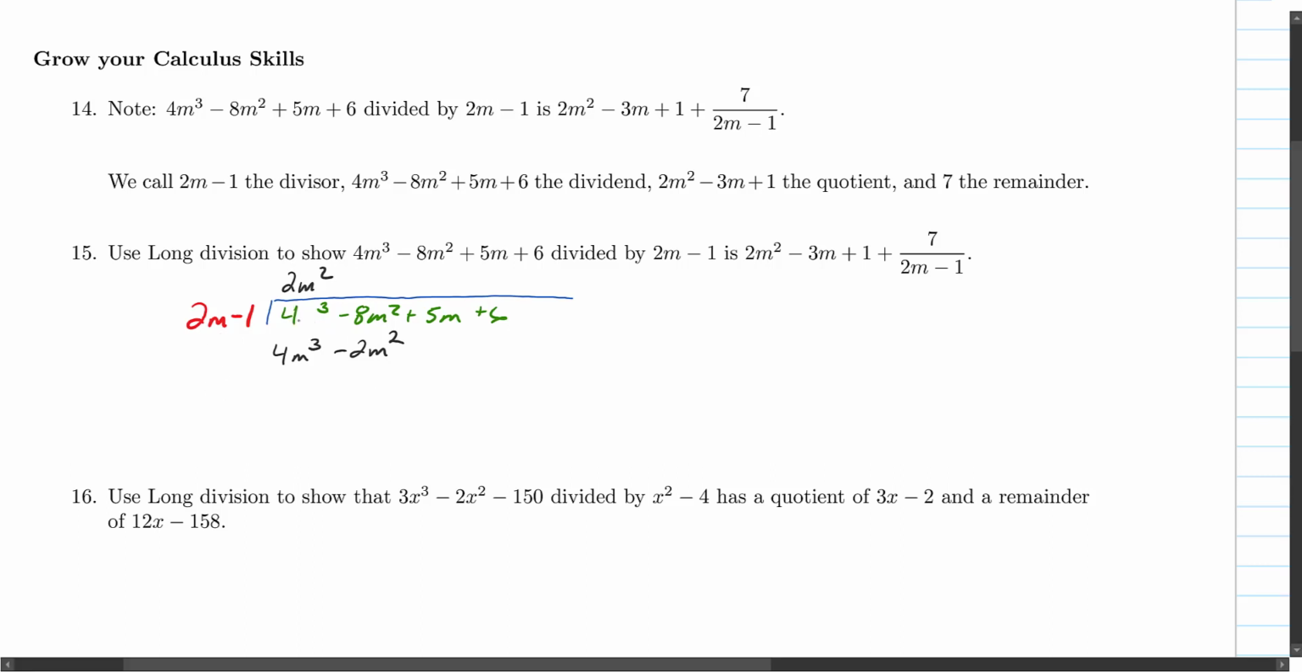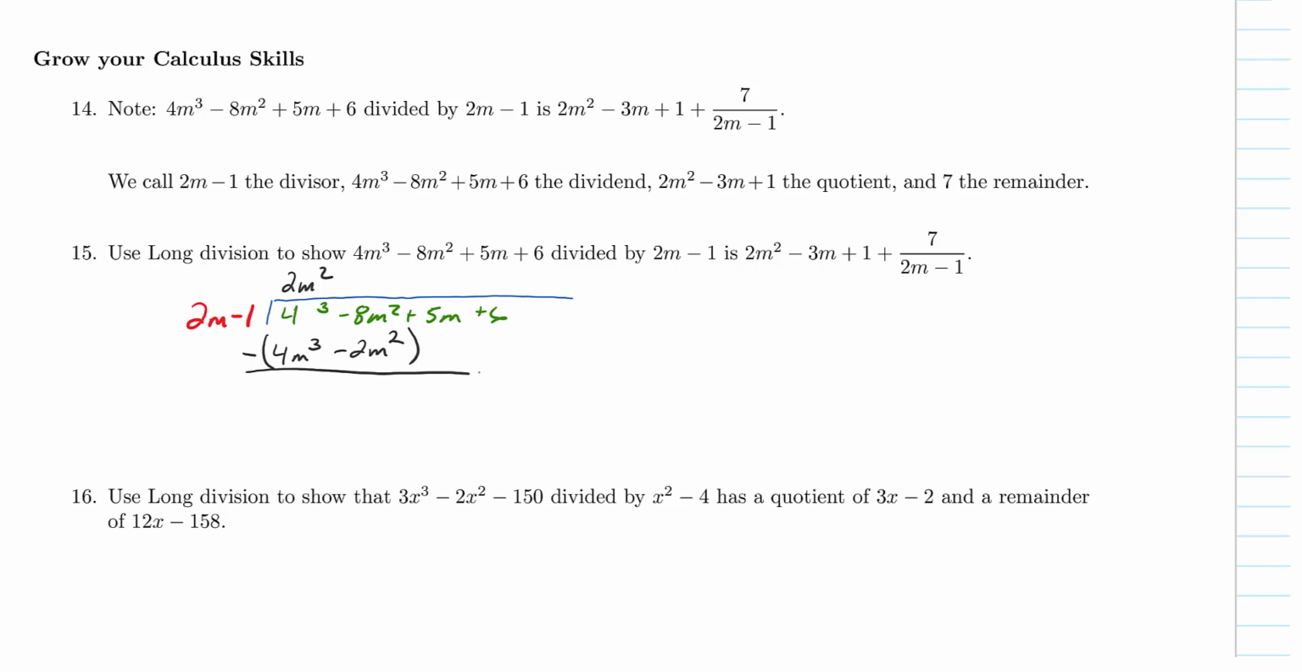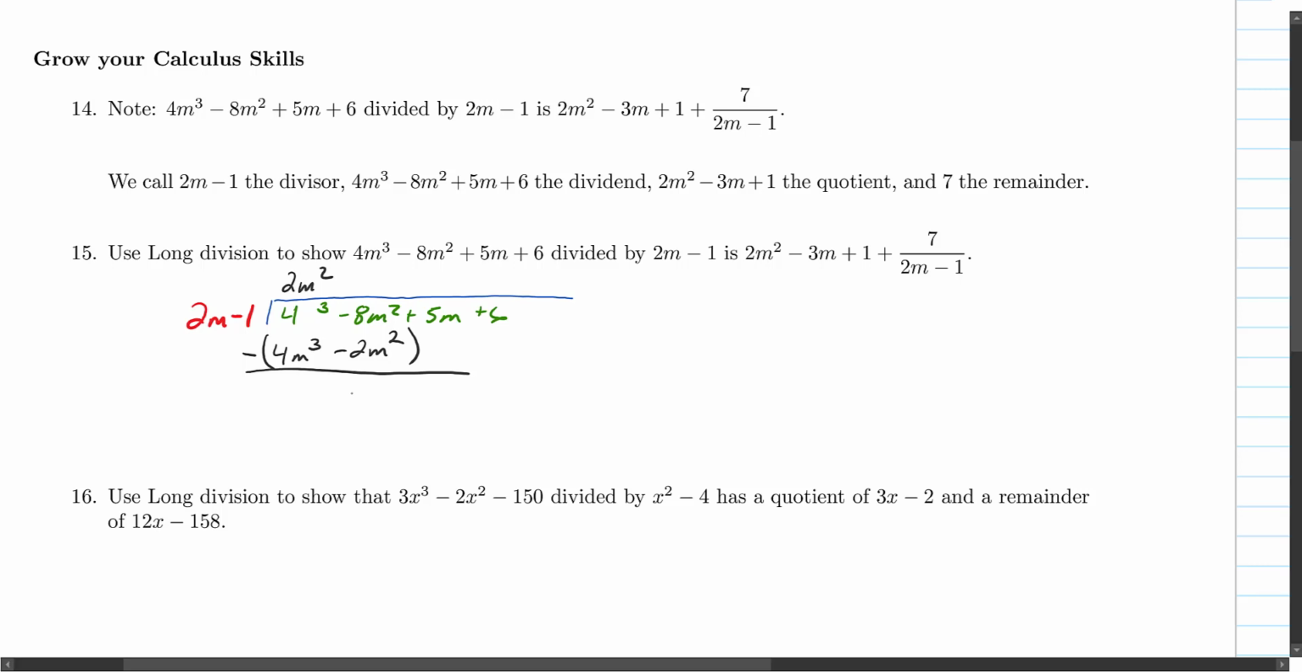So the next step is to go ahead and subtract. Careful, people forget this step often. We're going to subtract what we just wrote there in our scratch work. We're going to subtract that down from the original expression. So be careful, this is going to give me a negative 6m squared.